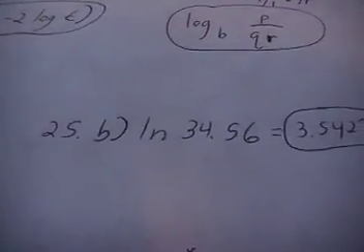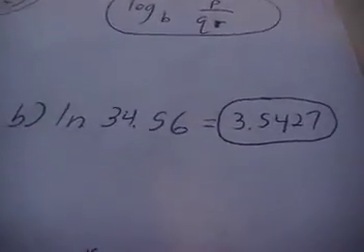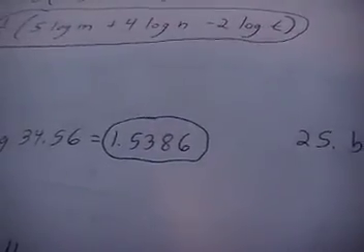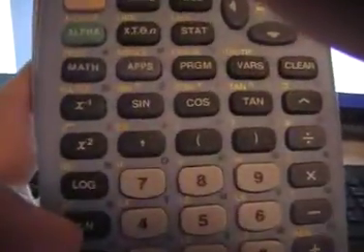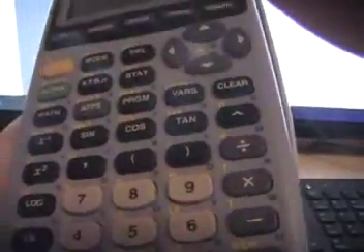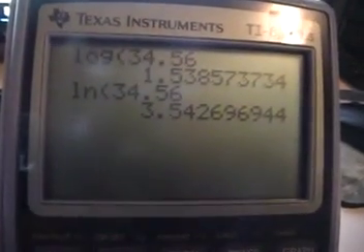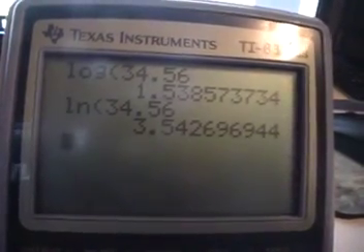Do the same thing for B, natural log of 34.56, and this is kind of a good side-by-side. The answer is quite different. It's 3.5427 as opposed to 1.5 because the base is different. One's got a base of 10, the other one's got a base of about 2.7. So if you hit ln 34.56, again a long decimal, 3.54269. So the 9 is going to bump that 6 up by 1 and make it 3.5427.